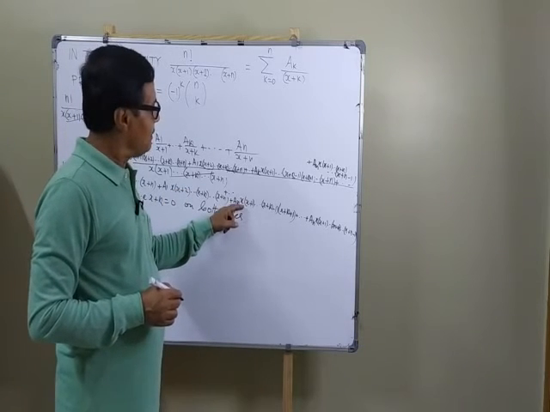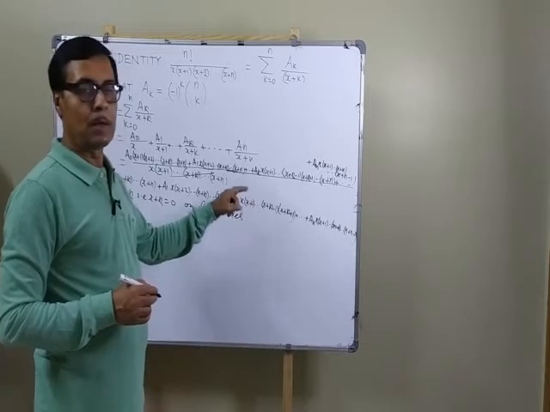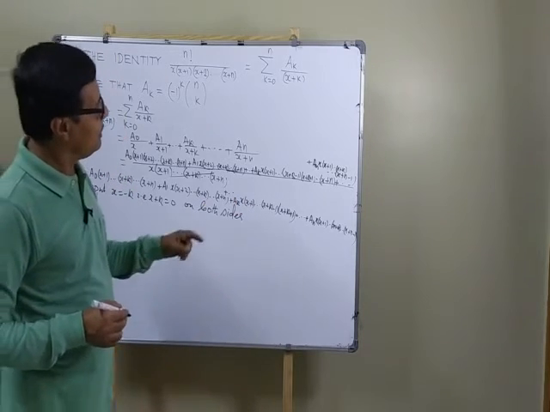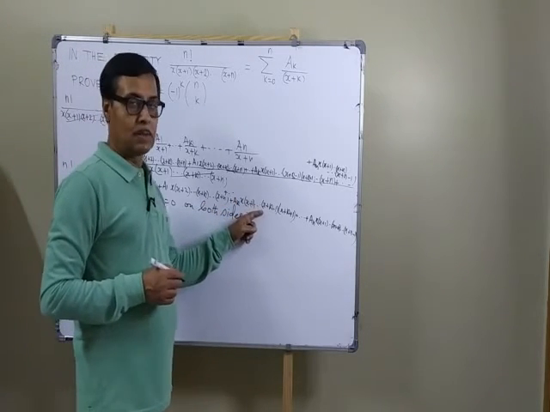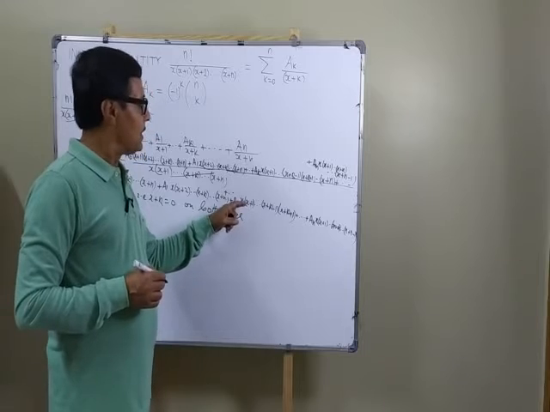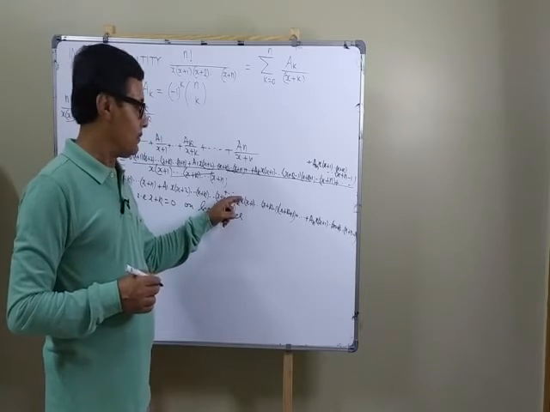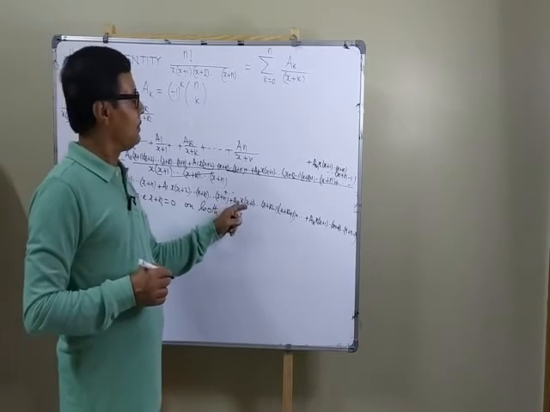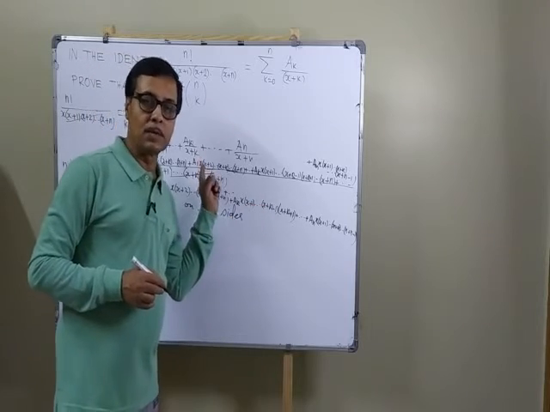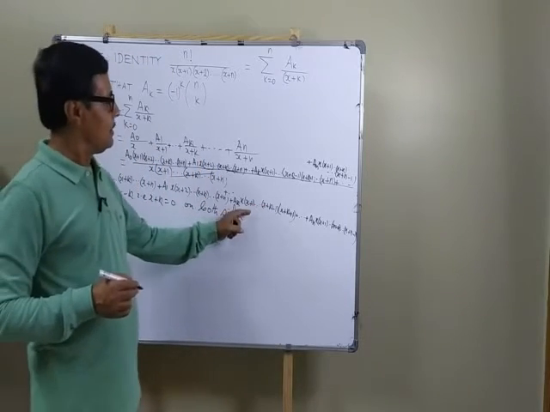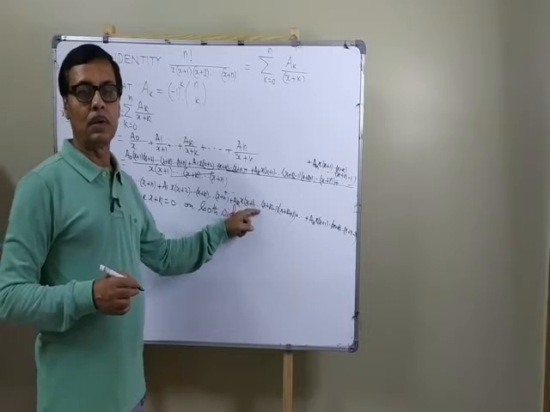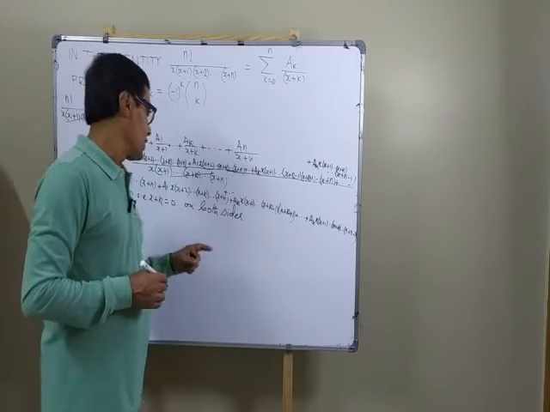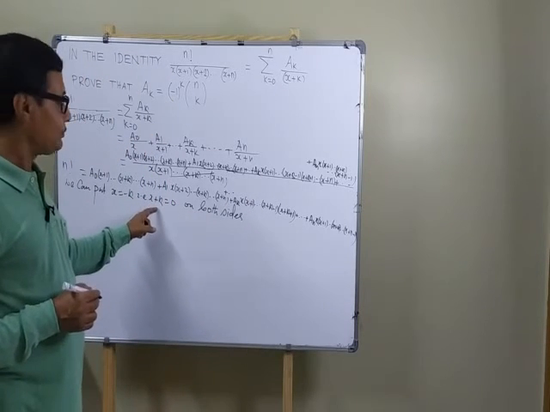But ak multiplied by this term only exists. This term does not vanish because it does not contain the factor x plus k, where x plus k equal to 0.